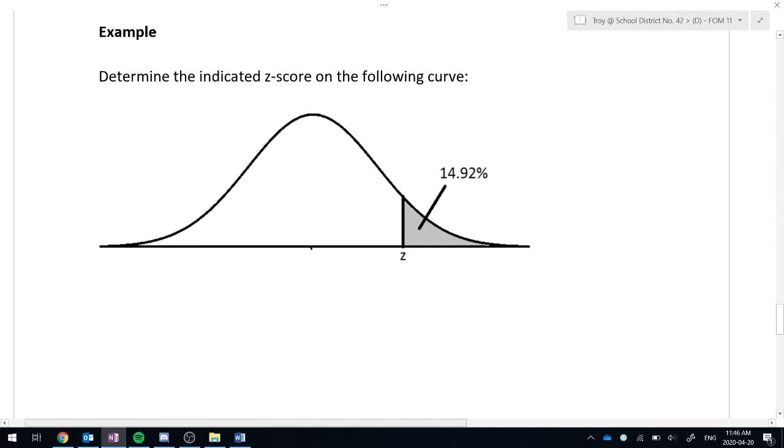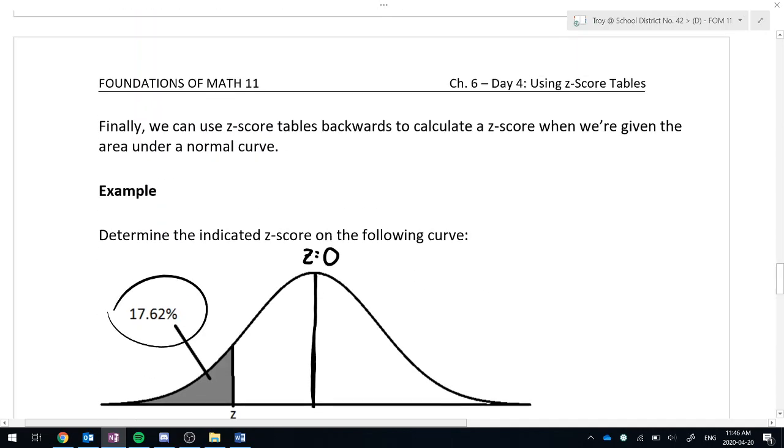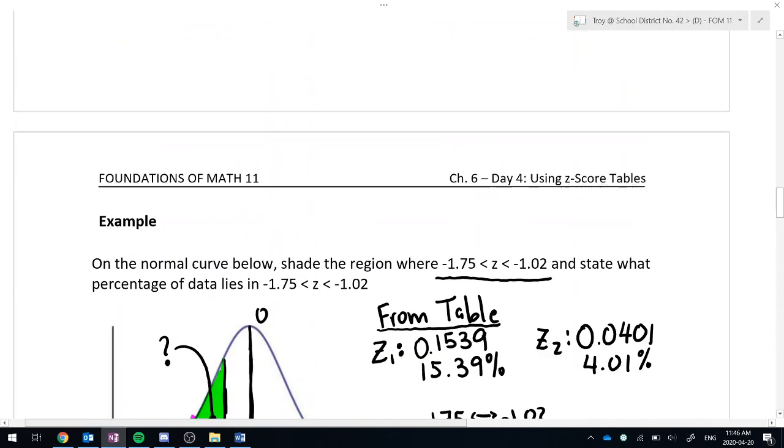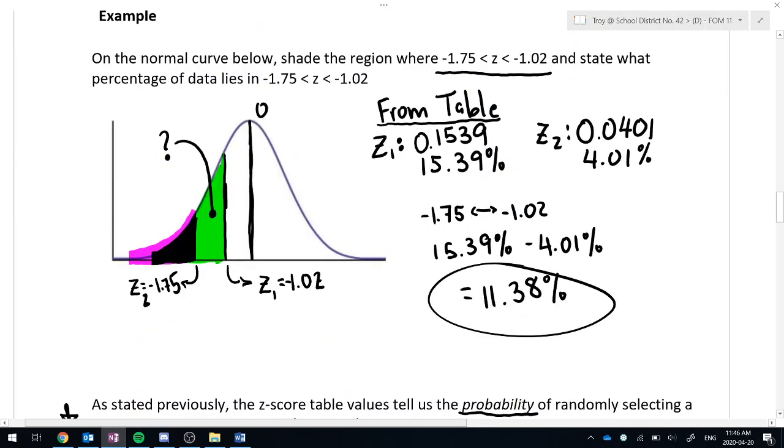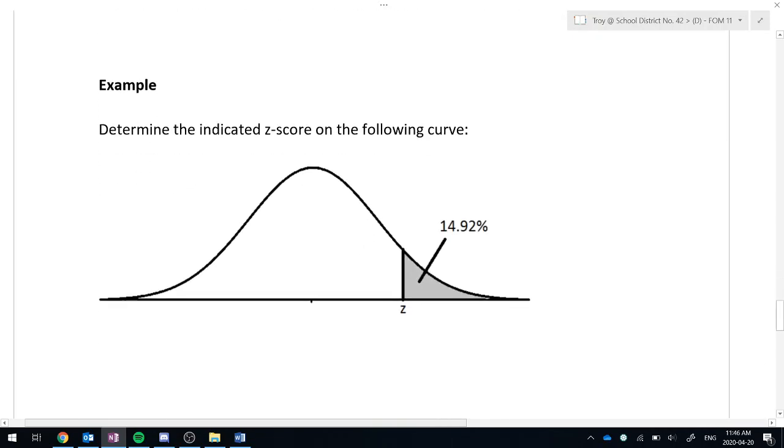What about this one? What do you notice about this one? What's different between all these ones that we've done previously and this one? Look at the side that's shaded. This one's shaded to the right, not to the left. Okay? And remember, the z-score tables only deal with questions that are shaded on the left side. So we have to do something clever here.